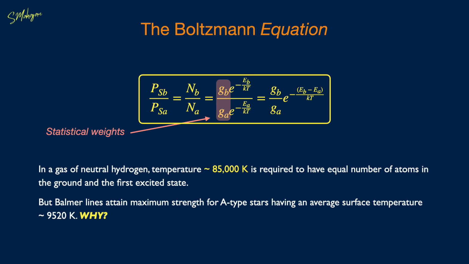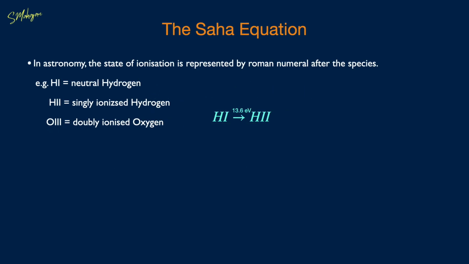The Boltzmann equation yields that in a gas of neutral hydrogen, a temperature of 85,000 Kelvin will be required to have an equal number of atoms in the ground and the first excited state. But recall that Balmer lines attain maximum strength for A-type stars having an average surface temperature of a little over 9,500 Kelvin. So how is that possible? The answer to this mystery lies in considering the relative number of atoms in different states of ionization.